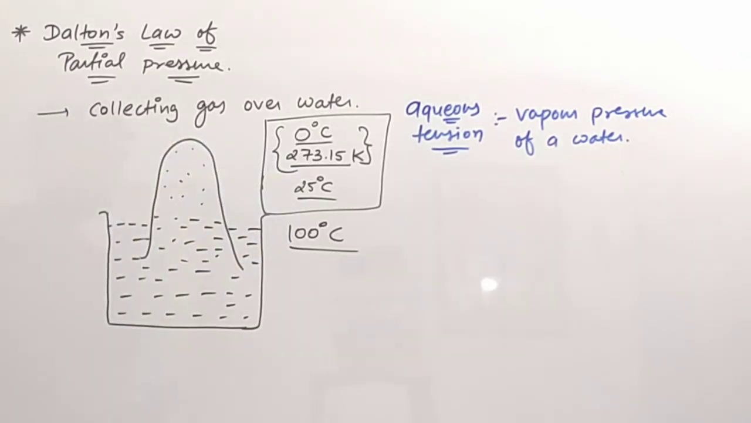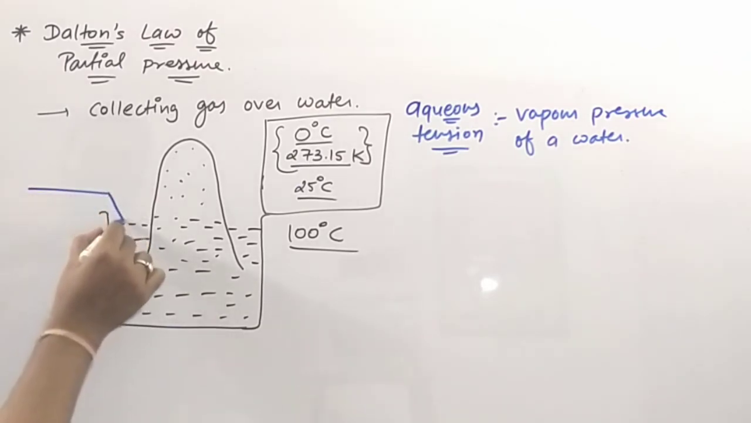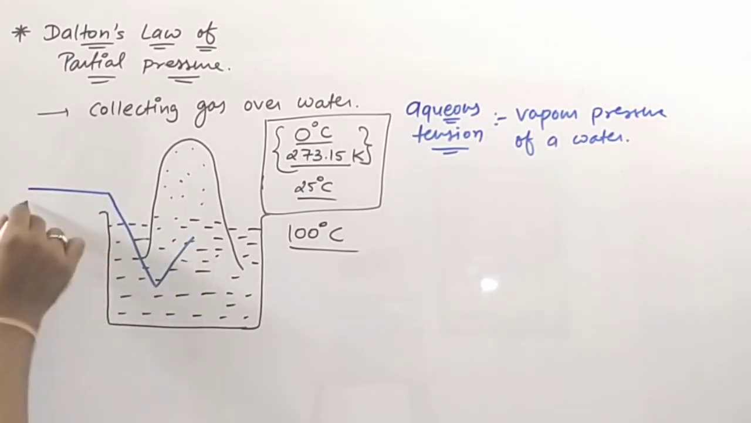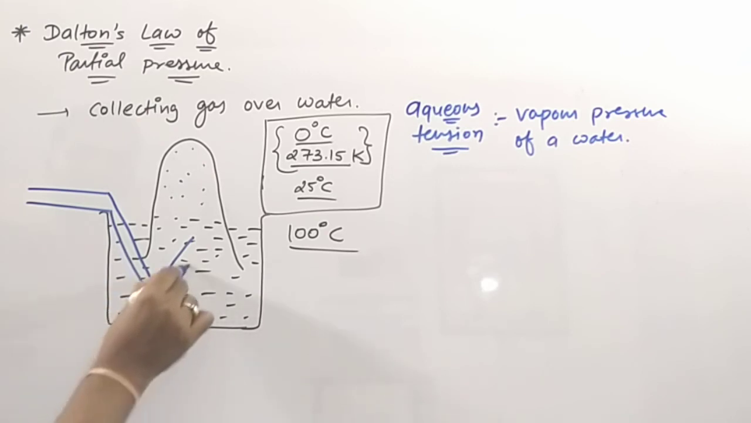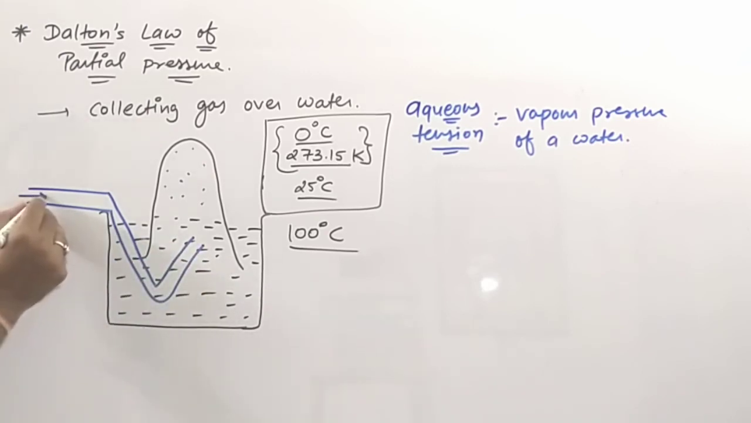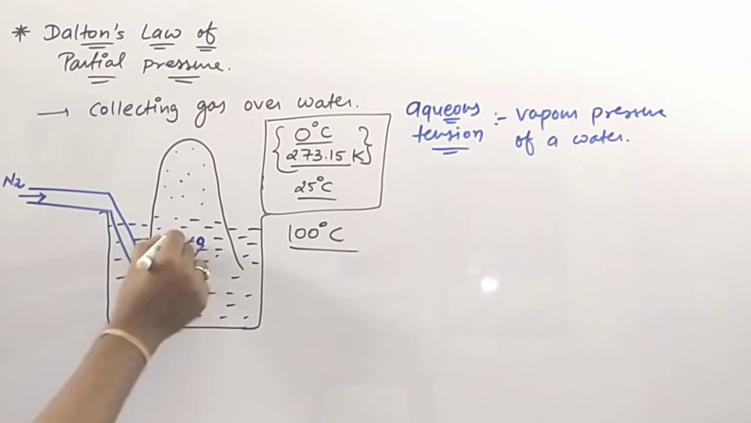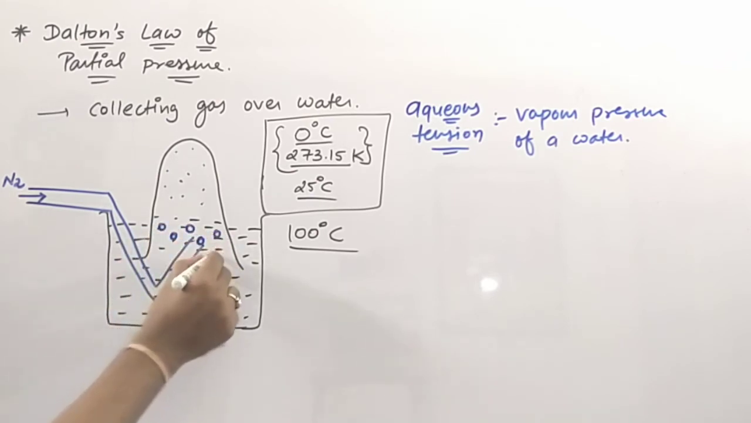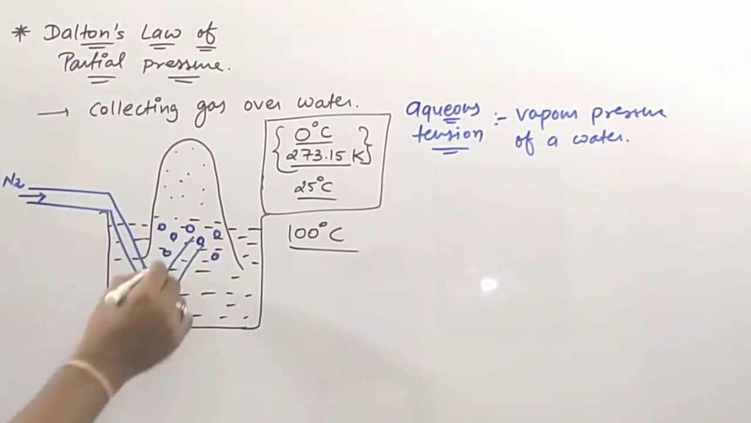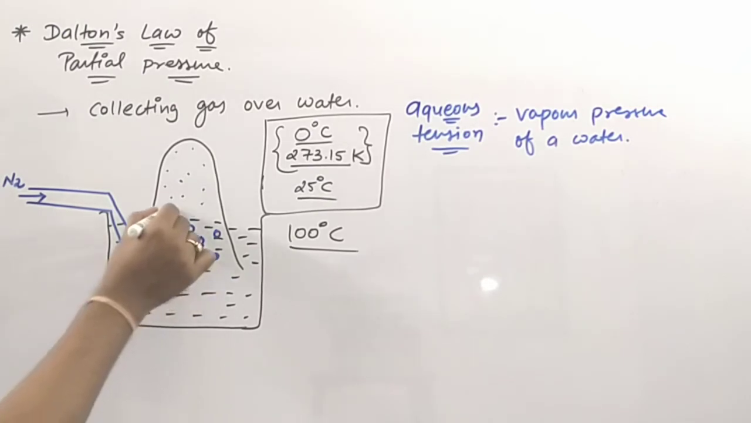Now suppose you want to fill a certain gas in this column. At that time, what you have to do? You have to arrange a certain assembly like this. And here I have to pass nitrogen gas. If I pass nitrogen gas from here, it will come here in the form of bubbles, and then the bubbles will convert into the vapor.